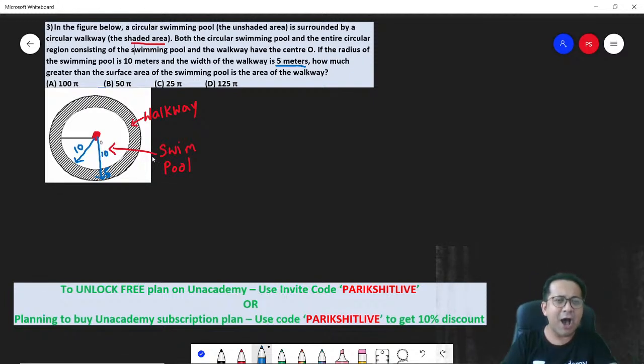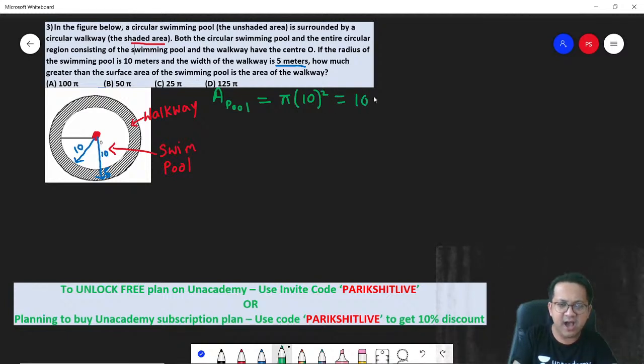They say how much greater than the surface area of the swimming pool is the area of the walkway? Fine. Let's start. First, area of the swimming pool. Area of the swimming pool, I think it is what? Pi r square. What is r? Radius of the smaller circle, which is 10. Pi r square. How much is this? 100 pi.